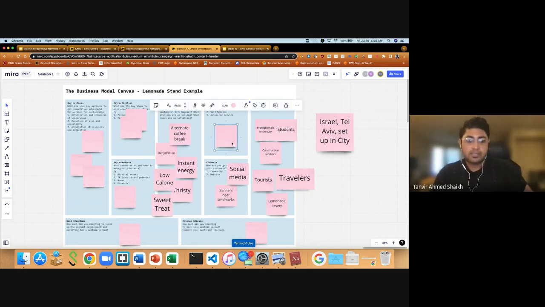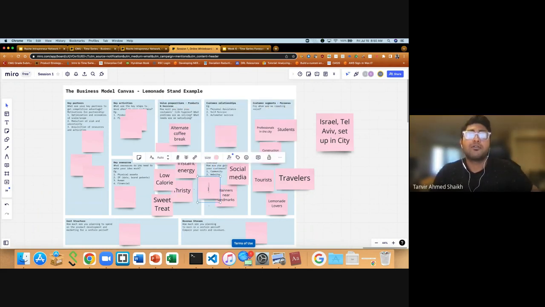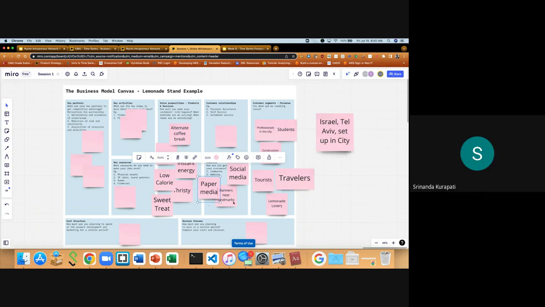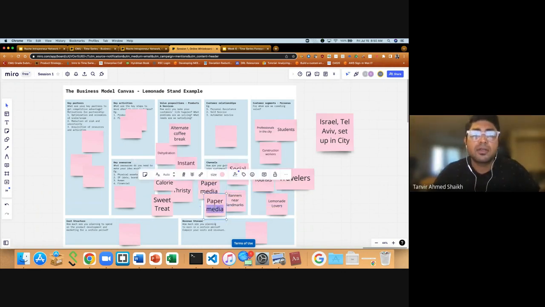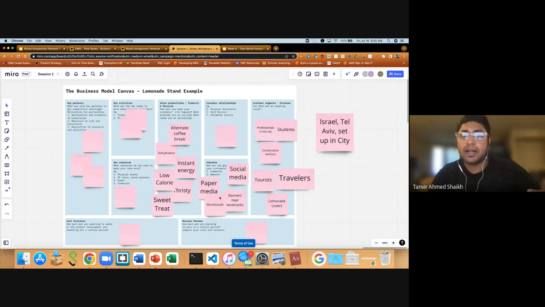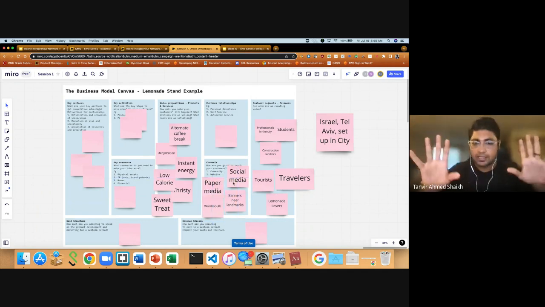The paper, the pamphlets. Awesome. Yes. So we can use paper media, something like that. I think word of mouth helps a lot. Word of mouth, definitely. Awesome. So once you think about word of mouth, then you need to figure out things to get it out, right? Great. So these are, I would say, a few things.